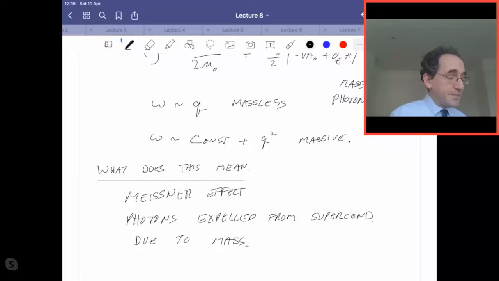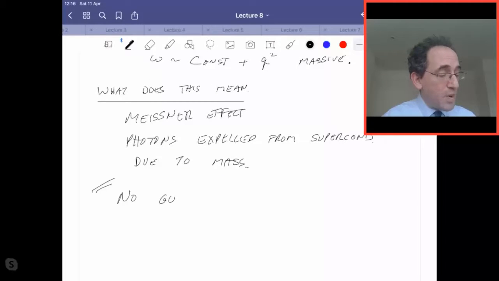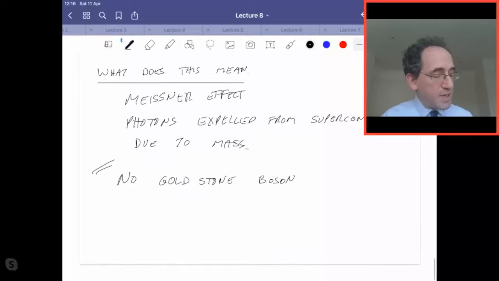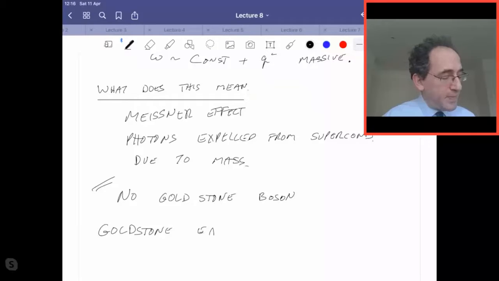Okay, and we've also then discovered that there is no Goldstone boson, no low energy excitation, and the catchphrase that people always use is that the Goldstone boson has been eaten by the gauge field A, and A, the gauge field, gets massive. So the Goldstone is eaten by the gauge field A, and A, having eaten, gets massive. Because when you eat, you get massive.